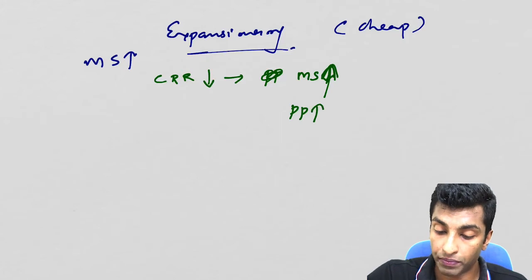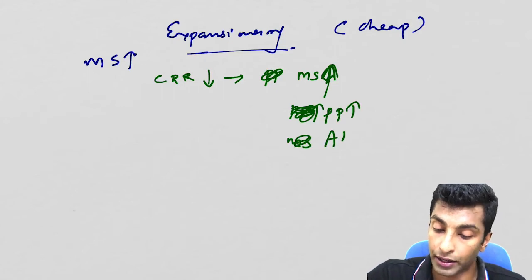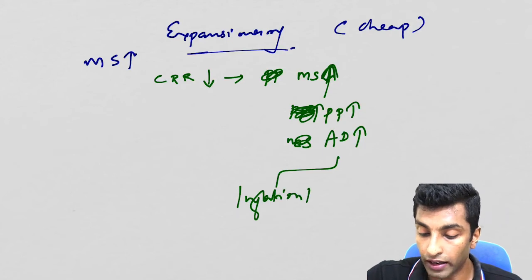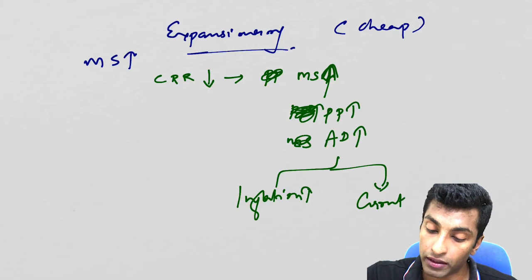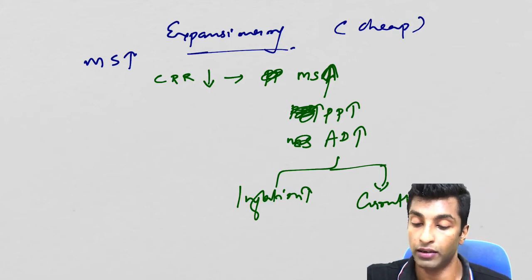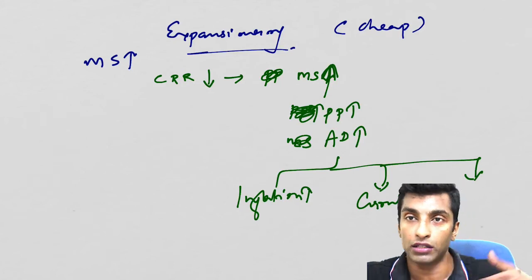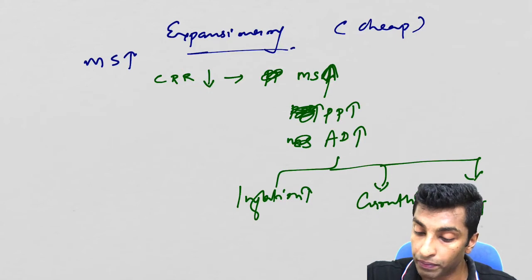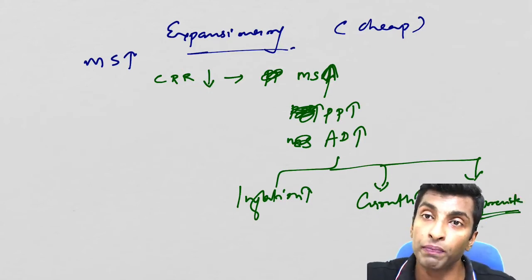So money supply or purchasing power increase leads to aggregate demand increase, that leads to inflation. But here what will happen? Here growth will be there. Because money supply is there, but rupee will depreciate, because with more money you have more demand for dollar, so rupee depreciates.